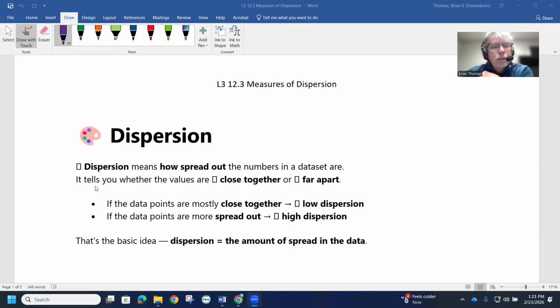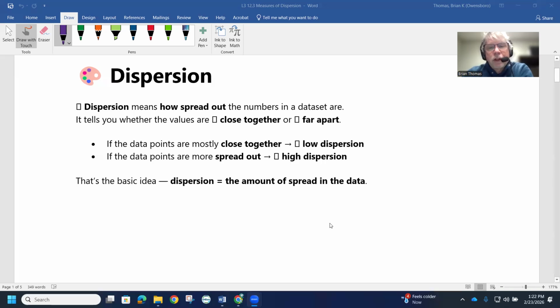So again, this is going to tell you how close together or how far apart things are. If the data points are close together, we call that low dispersion. And if data points are really spread out, we call that a high dispersion.